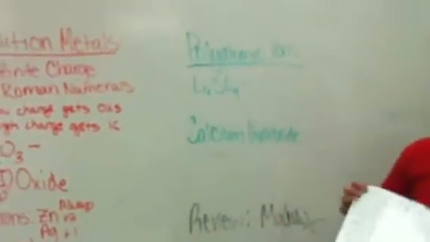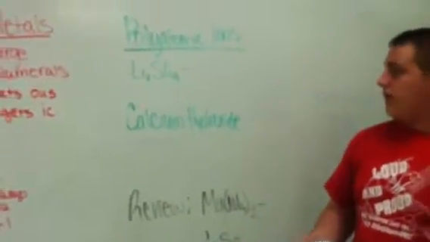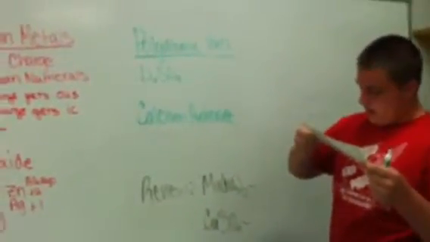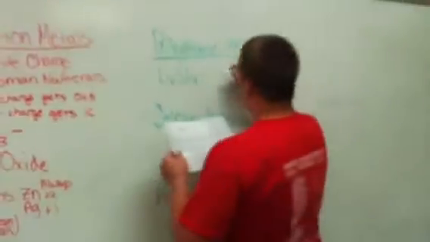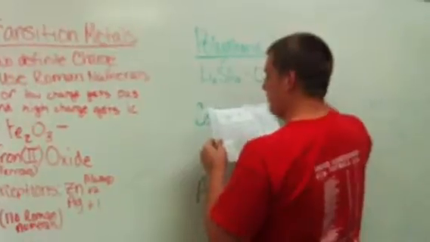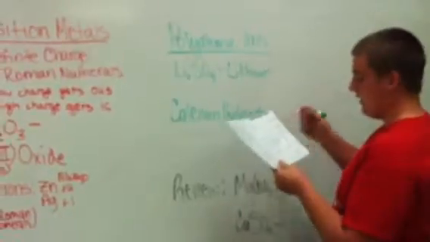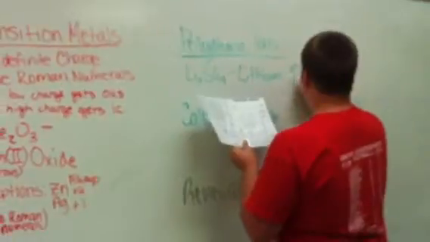Polyatomic ions are on the back on the right side. On this one we have lithium sulfate. So when you write that, you would write lithium, and then look on the chart on the back on the right, and SO4 is sulfate, and it just stays the same.